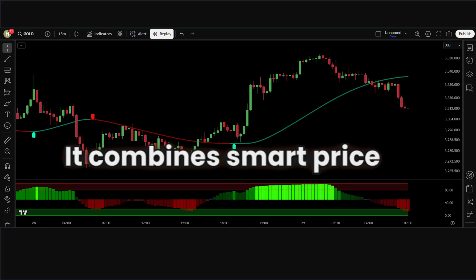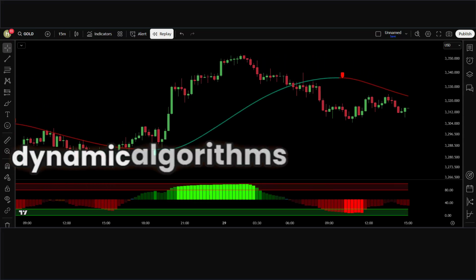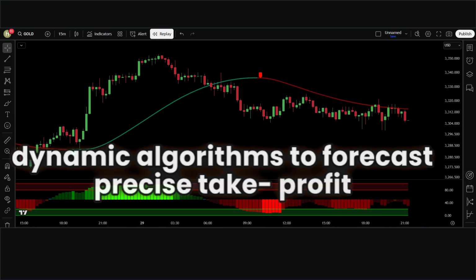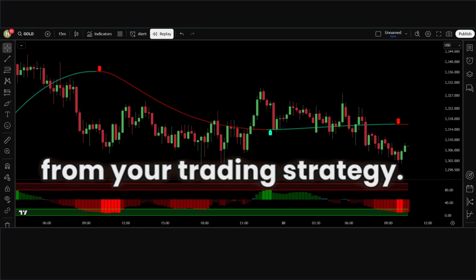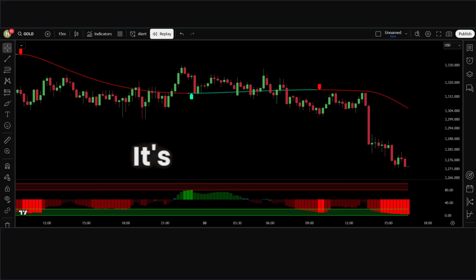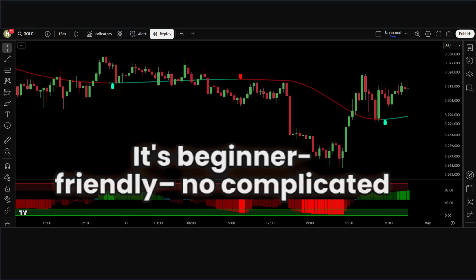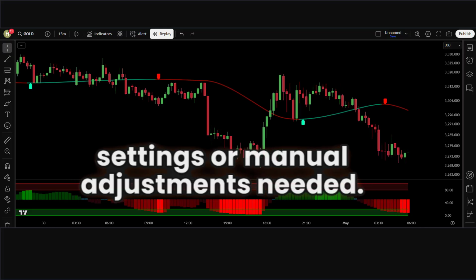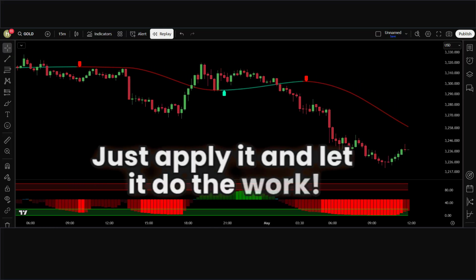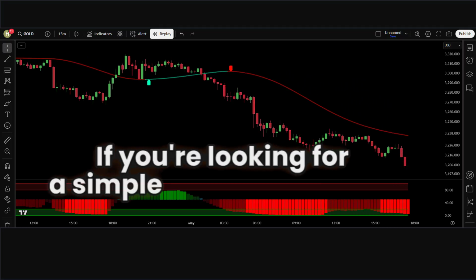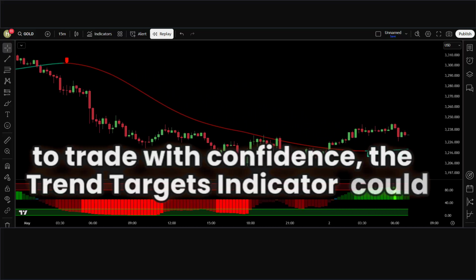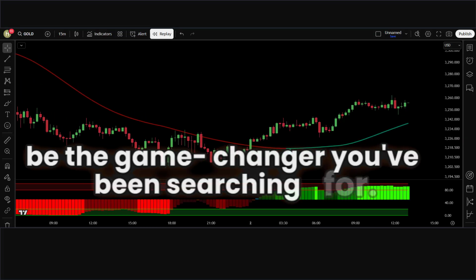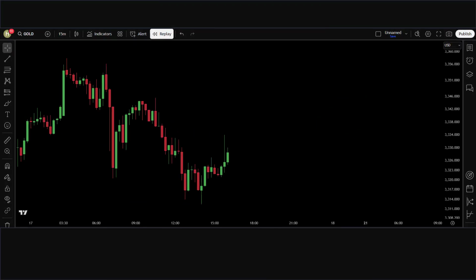It combines smart price action analysis with dynamic algorithms to forecast precise take-profit and stop-loss zones, taking the guesswork out of your trading strategy. And the best part? It's beginner-friendly, no complicated settings or manual adjustments needed. Just apply it and let it do the work. If you're looking for a simple yet powerful way to trade with confidence, the Trend Targets Indicator could be the game changer you've been searching for. Let's dive into the charts and break it down in real time.